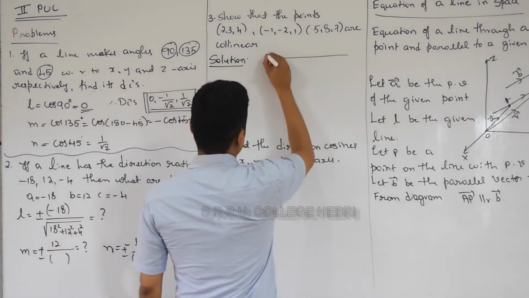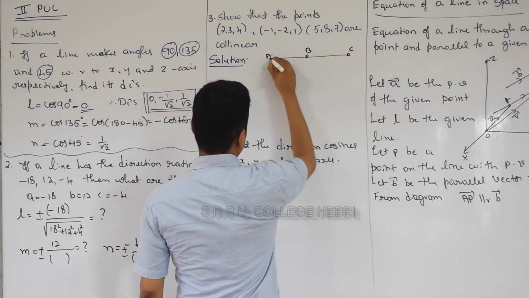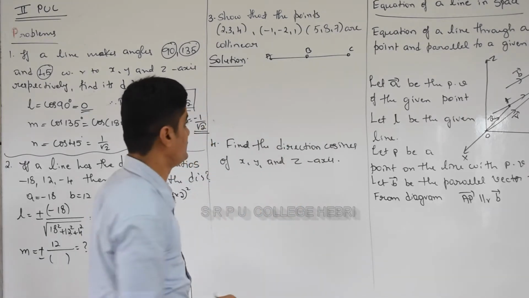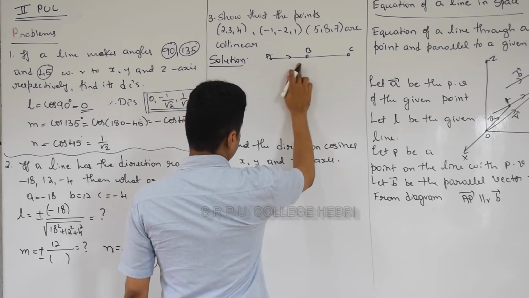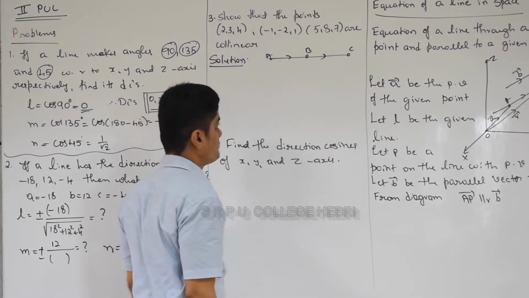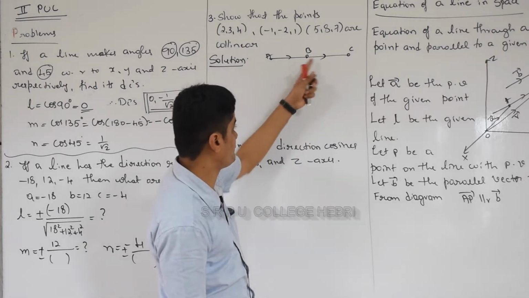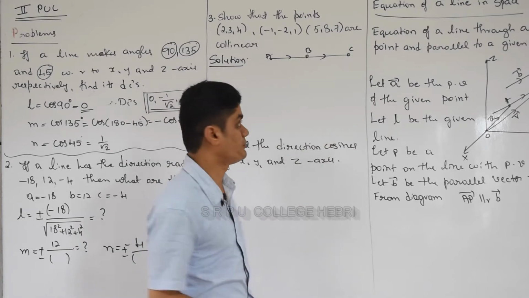Suppose 3 points A, B, C are collinear. Observe carefully. Collinear means they lie on the same line. Then definitely the direction cosines of this vector AB and this vector BC must be proportional, or maybe equal, but there is no chance of them being equal, because that would mean AB is equal to BC. So here 100% you will get the proportionality.